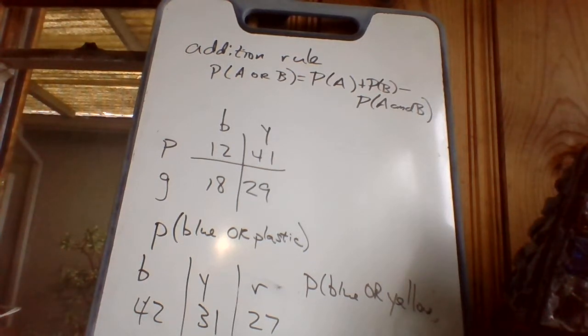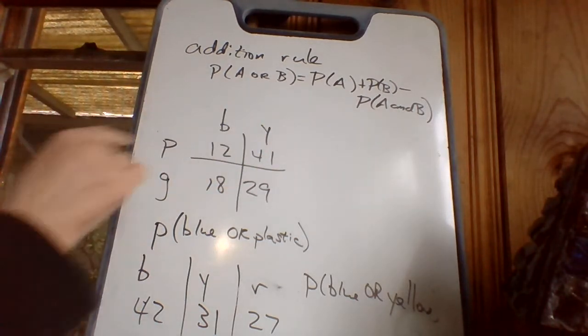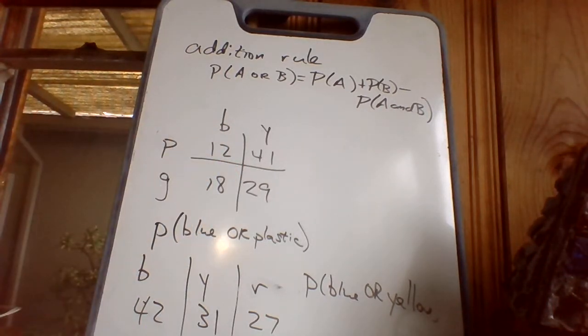Okay, the addition rule. Everything in this chapter is going to start looking like these charts. This is the same as my bucket from a minute ago. These are the blue plastic marbles. These are the blue glass ones. It's just summarized in a little table instead of a picture of a bucket.